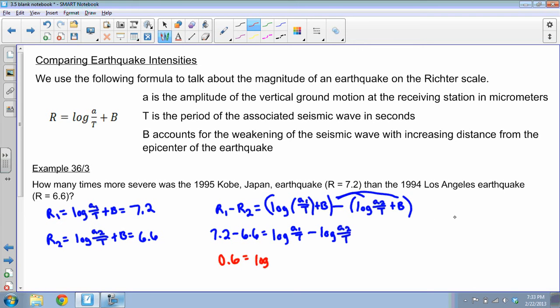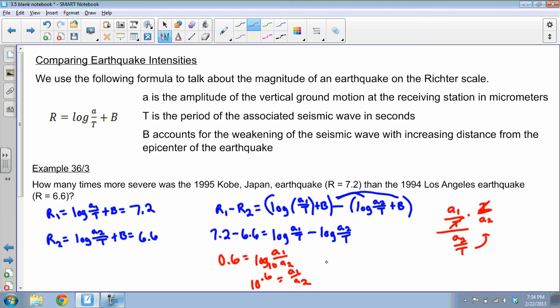So if I do that, A1 over T is going to be over A2 over T. However you want to think of it, these T's cancel out, leaving us with just A1 over A2. And now this is something I can solve. This is a common logarithm, so it has a base of 10. So we would say 10 to the 0.6 power equals A1 over A2.